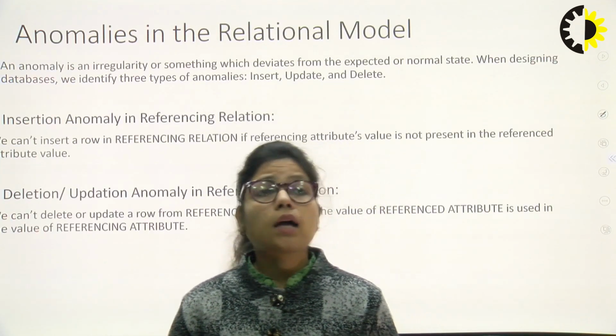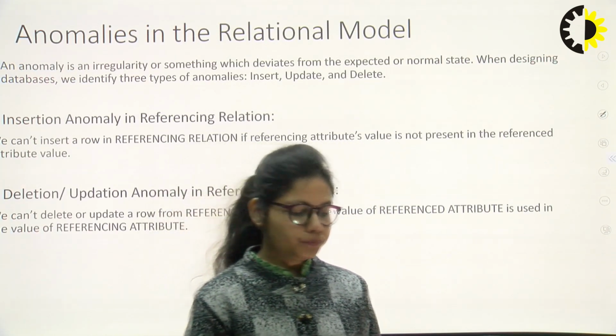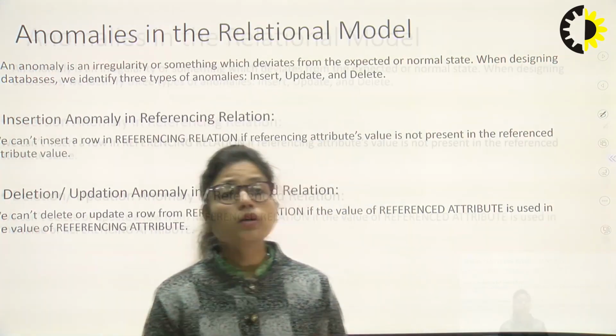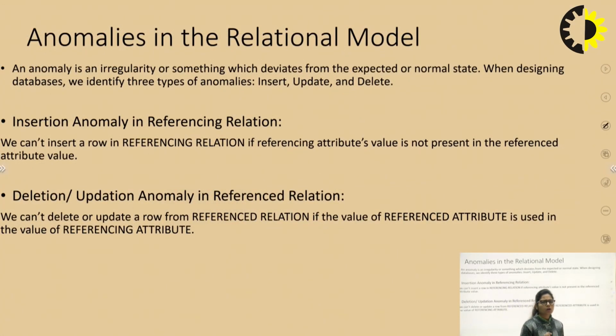Next one is anomalies in the relational model. First of all, what is an anomaly? Anomaly is basically an error or something like that. An anomaly is an irregularity or something which deviates from the expected or normal state. When designing database, we identify 3 types of anomalies: insertion anomaly, updation anomaly, and delete anomaly.